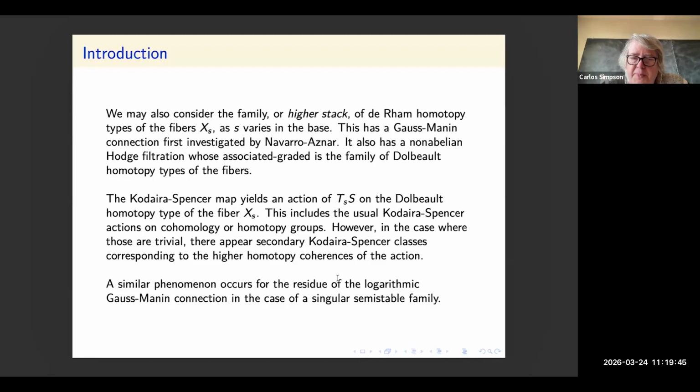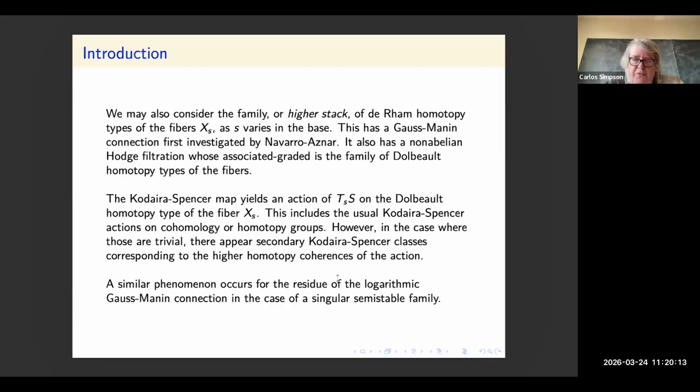And now the Kodaira-Spencer map is going to give you an action of the tangent space on the Dolbeault homotopy type of the fiber. And of course, on each of the Dolbeault cohomology groups, this induces the usual Kodaira-Spencer actions on the cohomology. And similarly, on the homotopy groups, you could also turn those into families with a Gauss-Manin connection, and you get a Kodaira-Spencer action on those things also.